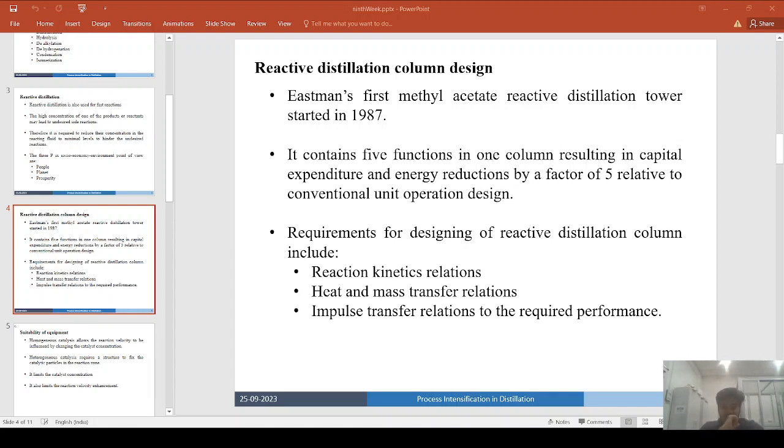The column design requires relations. For designing such columns, where you want to combine two or more processes into one, the column design for the reactive distillation tower requires the relation of the reaction kinetics with the required performance. Similarly, you also need the relations of mass transfer and heat transfer with the required performance, and you also need the relations between the impulse transfer and the required performance.